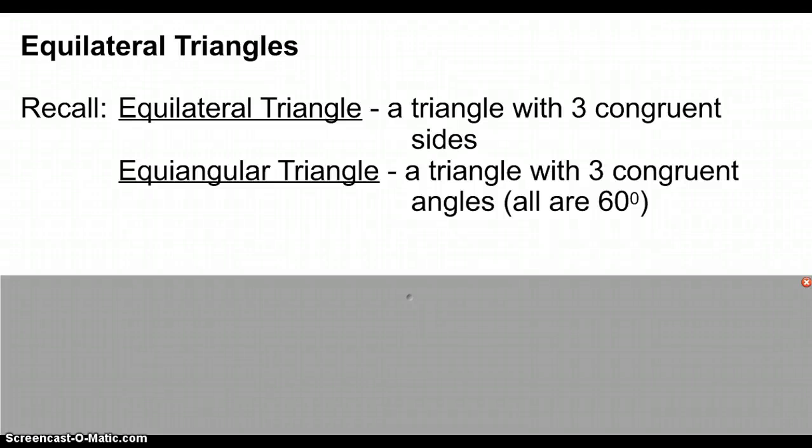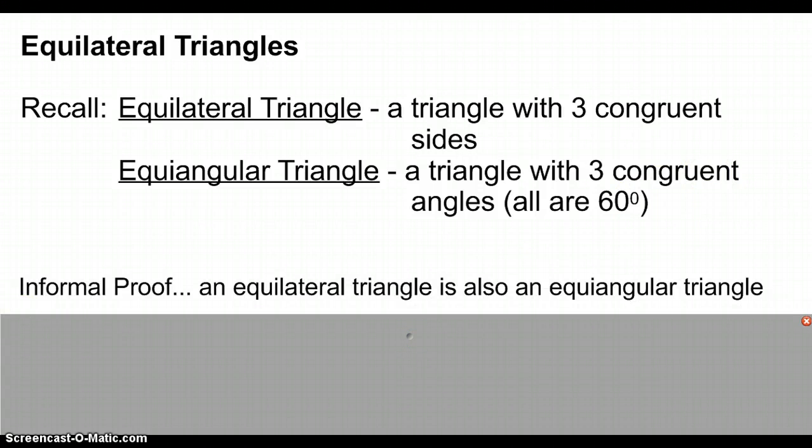This video is going to walk you through the relationship between an equilateral triangle and an equiangular triangle, and then also has a few examples where you're going to apply the relationships found in these two types of triangles. So I'd like you to recall that an equilateral triangle is a triangle where there are three congruent sides, and an equiangular triangle is a triangle with three congruent angles.